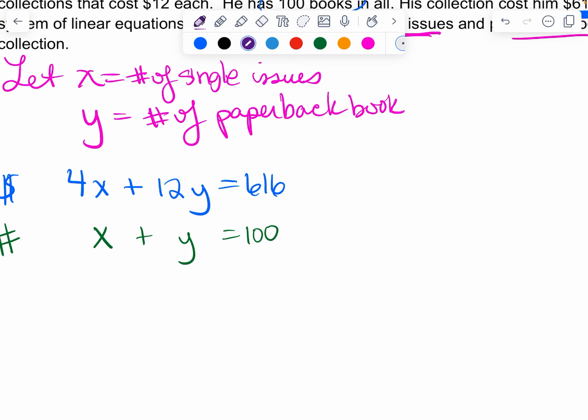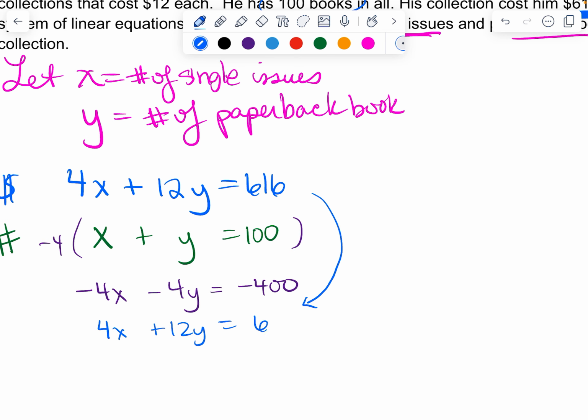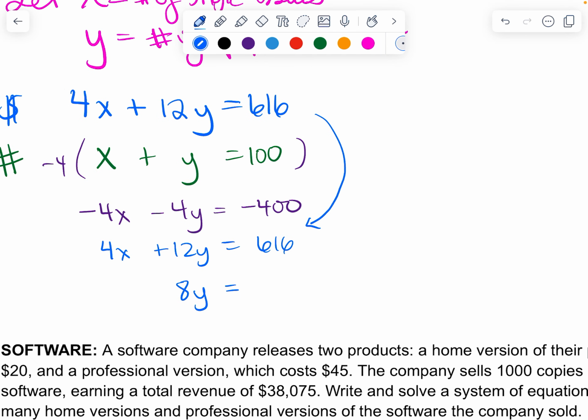So, with this system, we need to either get rid of the x's or get rid of the y's. Me personally, I would get rid of the x's because I would rather multiply by a -4 than a -12. But you can do whichever one you want. So I'm going to multiply this by -4. I'm going to get -4x minus 4y equals -400. Then I take the original equation up top and put it right here: 4x plus 4y equals 616. When I do that, I get 8y equals 216.